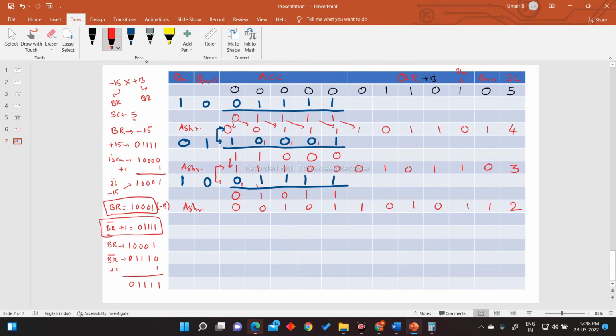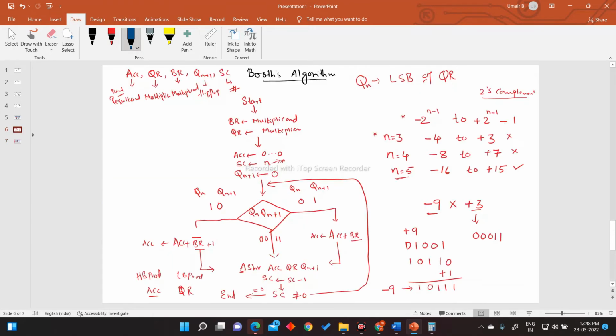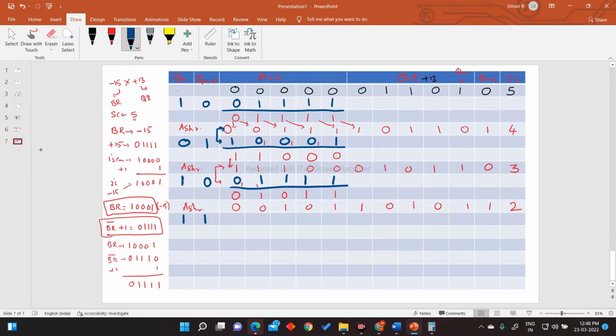Now since it is non-zero, we have to repeat this iteration, and this time the value of qn is 1, and qn plus 1 is also 1. And if you look at the algorithm, if qn and qn plus 1 is either 1 1 or 0 0, nothing to do with the accumulator, directly you have to perform the arithmetic shift right. So I'm going to perform the arithmetic shift right directly here.